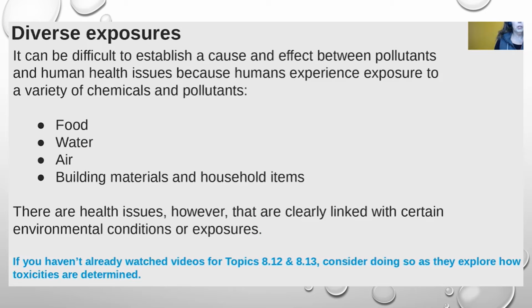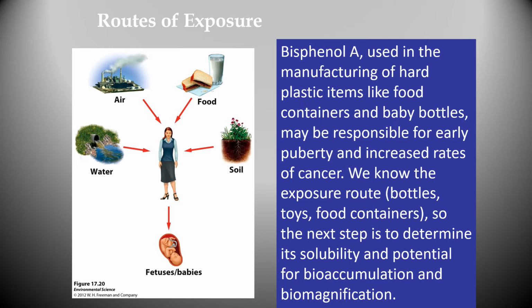Humans can be exposed to chemicals, pollutants, viruses, bacteria, things that are harmful to their health through their food, water, air, and anything in the building materials or household items where they live. And it can be difficult to establish a cause and effect between any pollutants and your human health. It's hard sometimes for us to figure out where it's coming from. We can't claim a chemical is harmful until we know how it behaves in the environment and how it behaves at different concentrations. Think of our LD50, LC50 lab. Different concentrations will tell us more about how the chemical behaves.